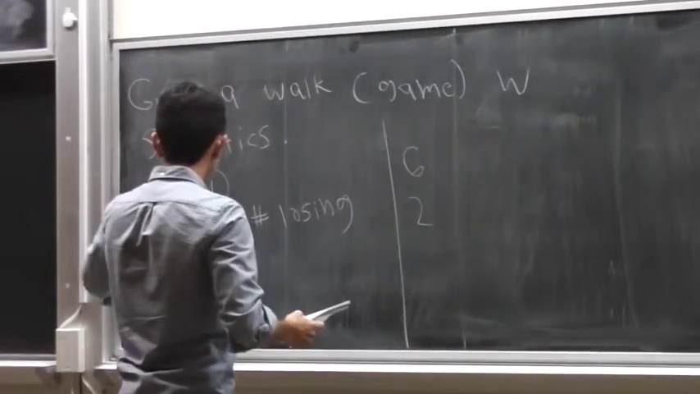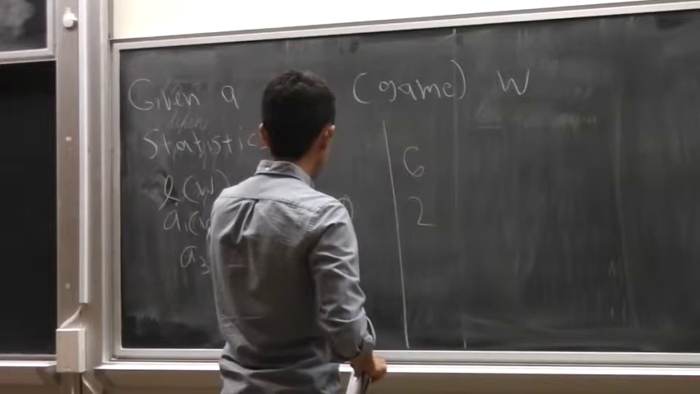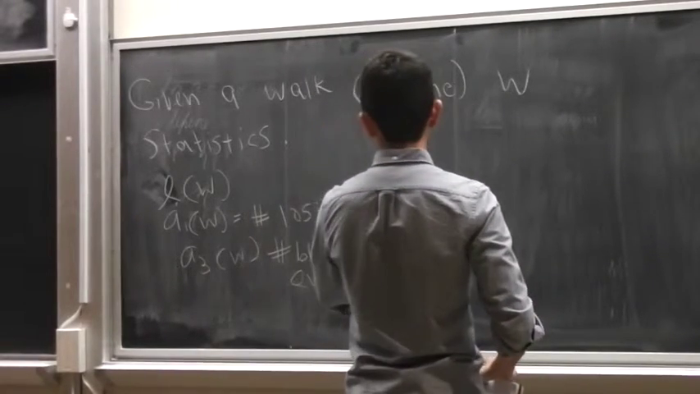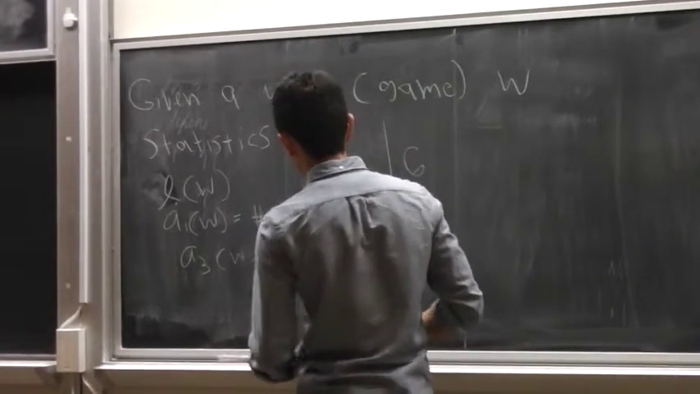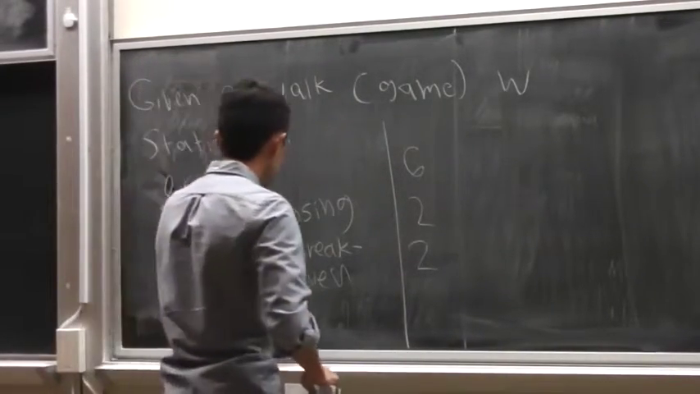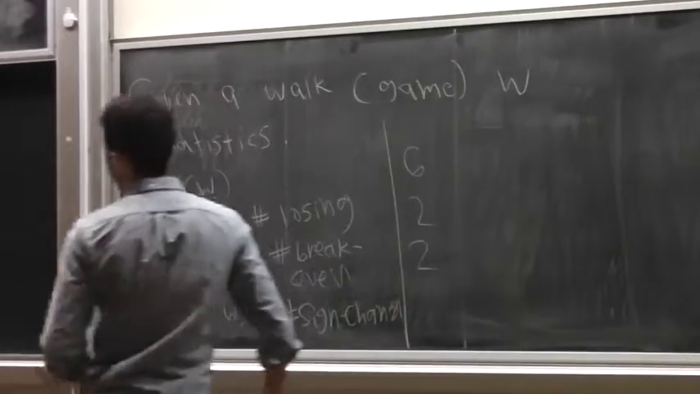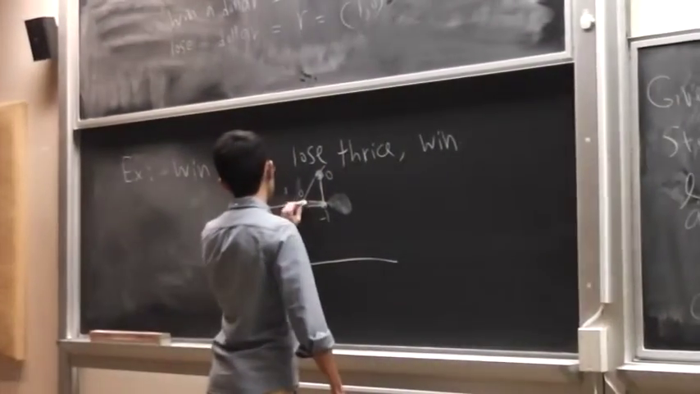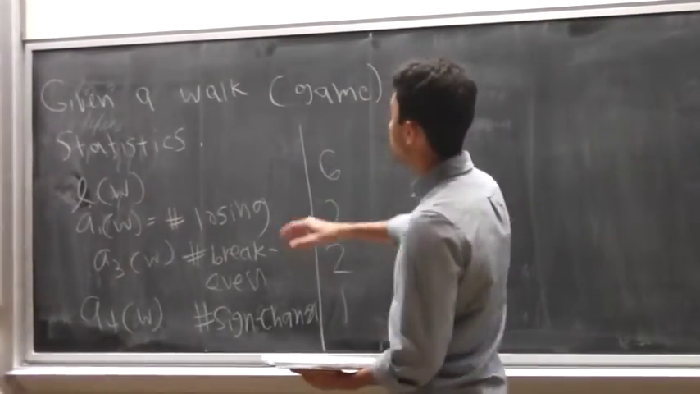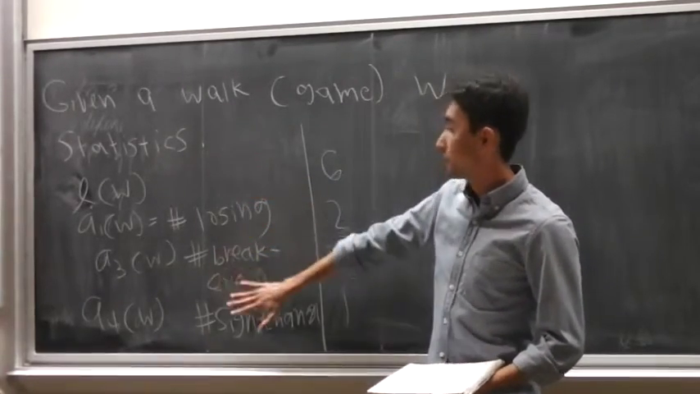And then A3 of W is the number of break-even times, which turns out to be 2 in this case. I guess we don't count the beginning. And okay, last one. A4 of W is the number of sign changes, so each time we go from winning to losing or the other way around. So this one, I guess that would be the only one. So there's 1 in this case. So the point is for any walk in the plane, we have all these statistics describing the walk.